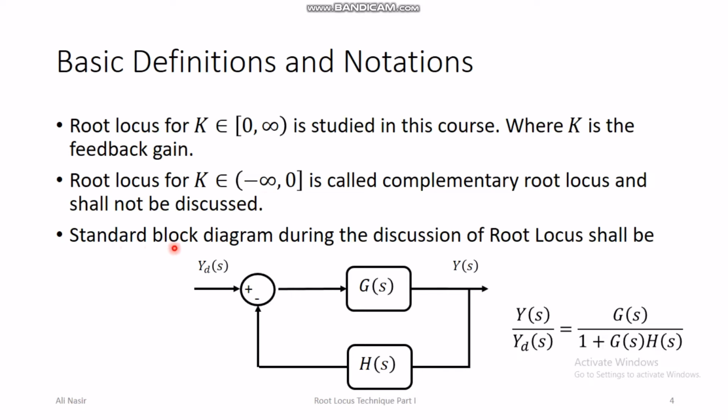The standard block diagram during the discussion of root locus shall be like this. Instead of C(s) into G(s), we shall have G(s) and H(s), which does not make much of a difference other than that the numerator changes. Instead of C(s)G(s) over 1 plus C(s)G(s), we have G(s) over 1 plus G(s)H(s). So this will be the standard block diagram that we shall be considering during the study of root locus.